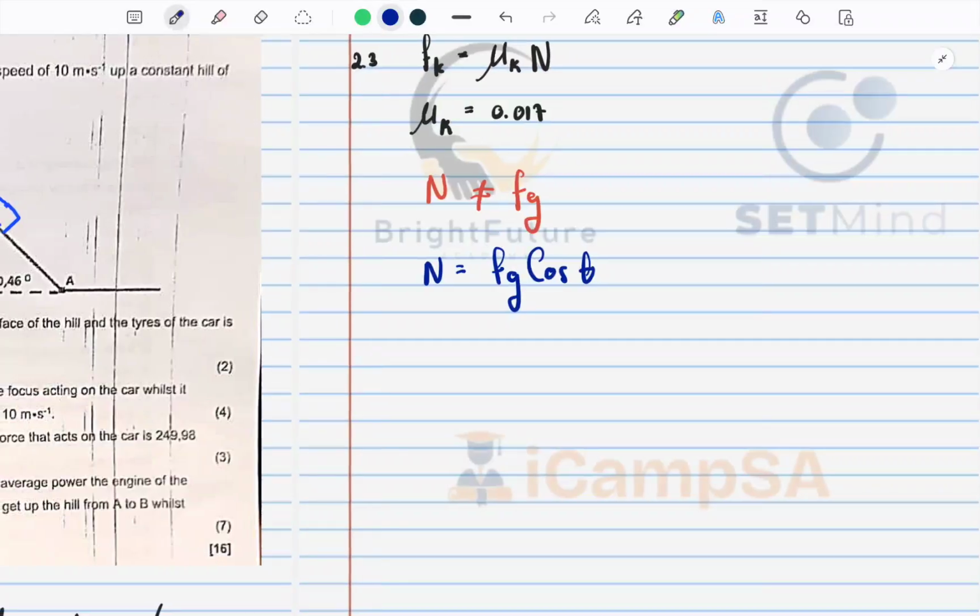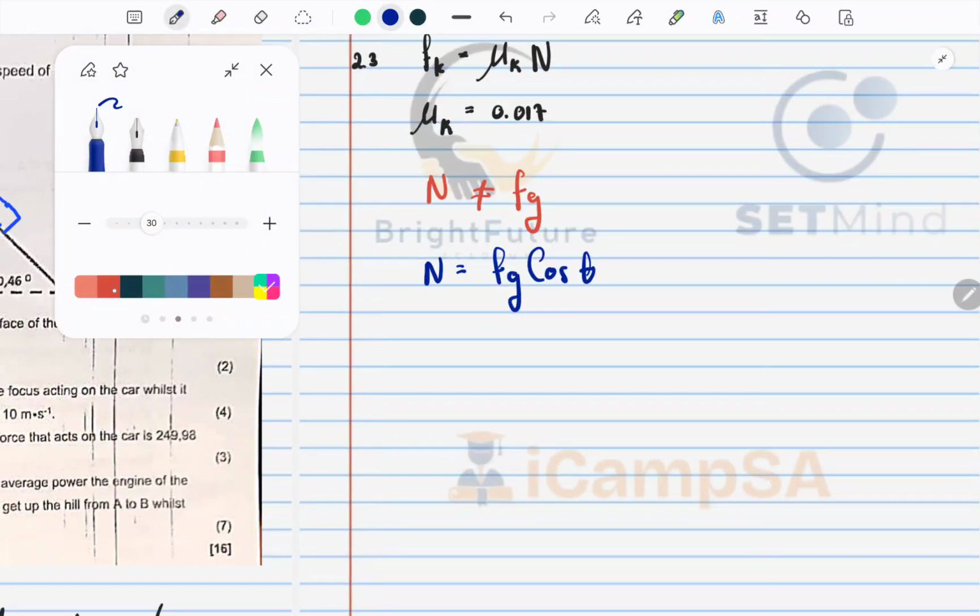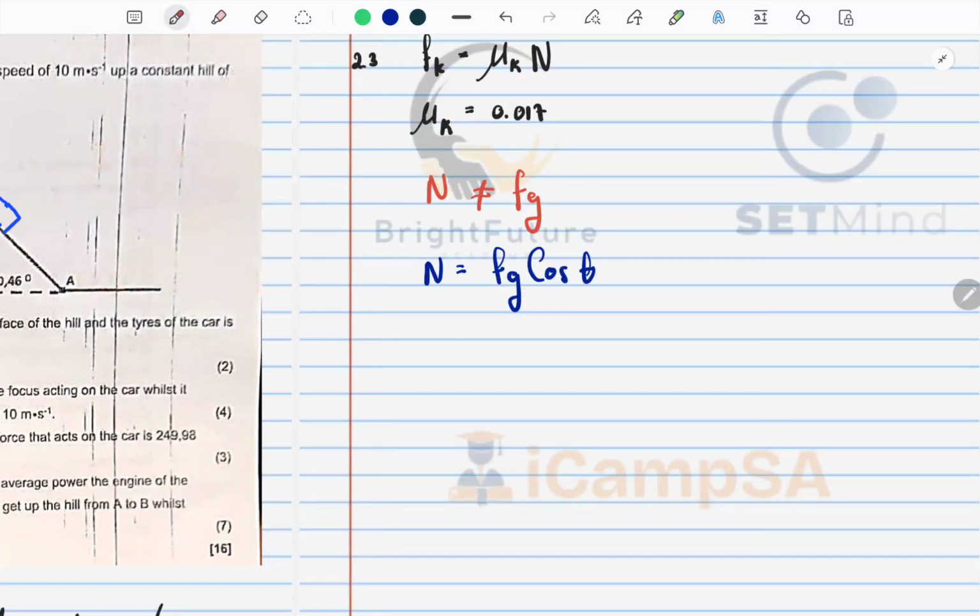So now once you are here, you can easily come back and say your Fk is equal to mu k, and then instead of N, you're going to say Fg cos theta.